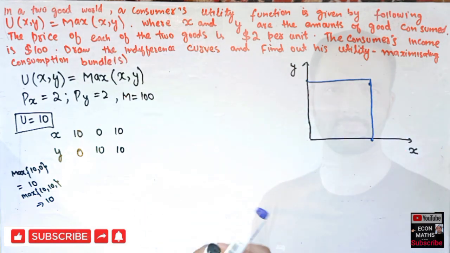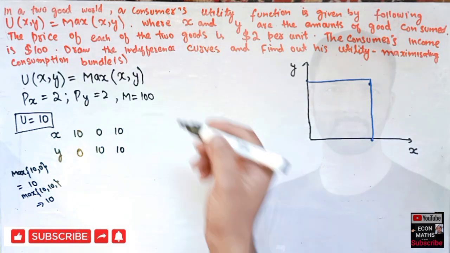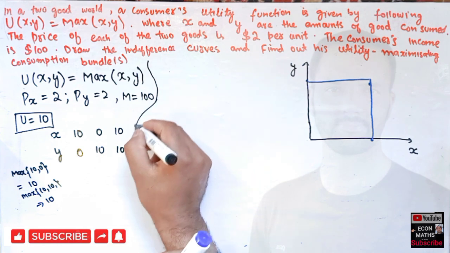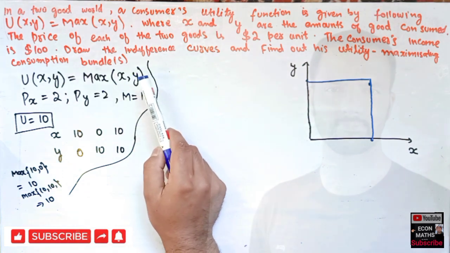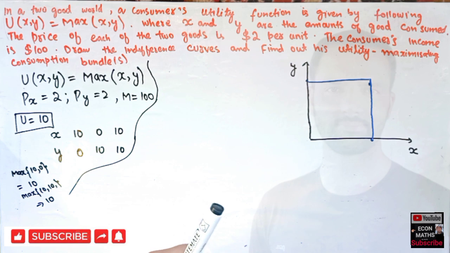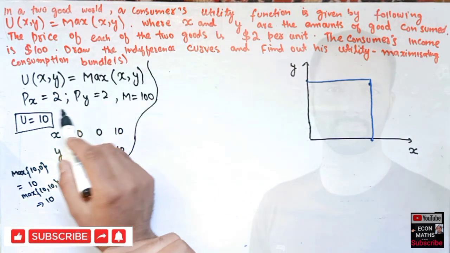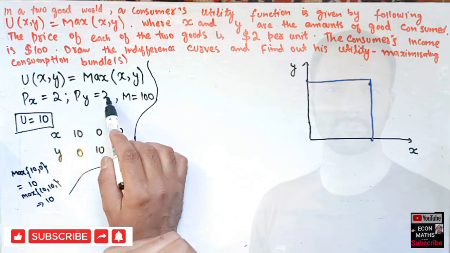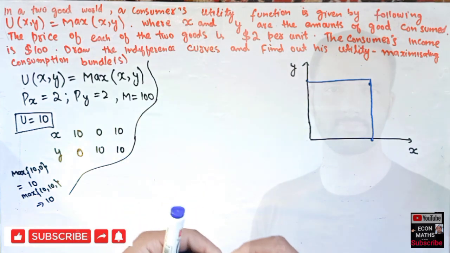Now find out his best utility maximizing consumption bundle. When will the consumer maximize his utility? Obviously the consumer will consume that very good whose price is low compared to the other good. That will give him the maximum satisfaction. Let's say we have two goods here, x and y. If the price of x was 3 and the price of y was 2, the consumer will obviously go for the cheaper good because he will try to maximize his utility.